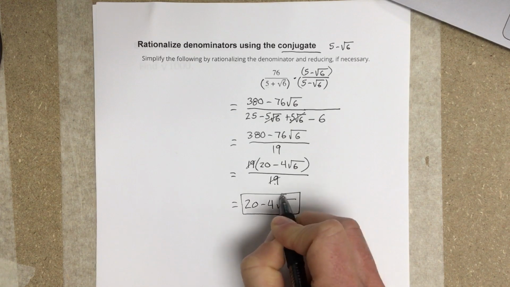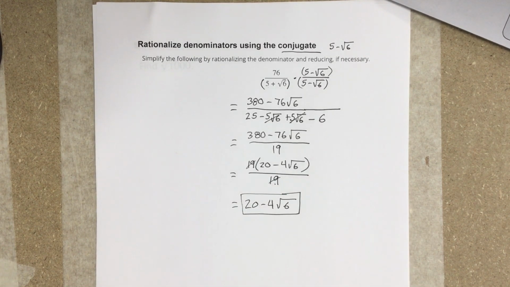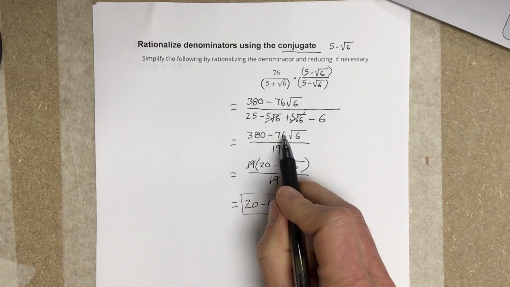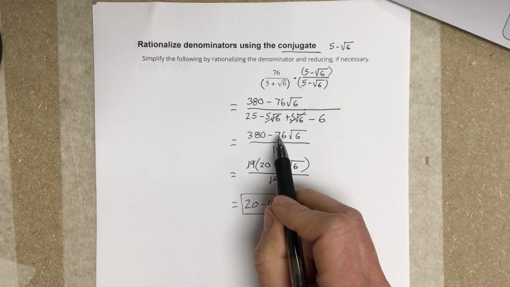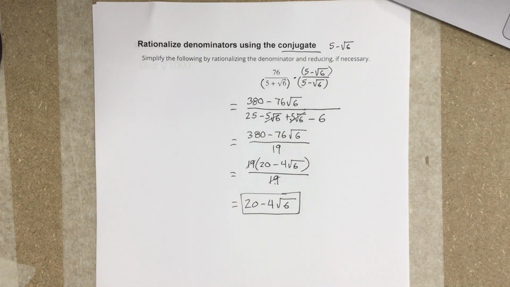So just make sure that you simplify that last piece, or at least attempt to simplify that last piece. Both numbers have to be divisible by the denominator. So I have to be able to factor something out that can cancel with the denominator. Otherwise, I can't do any canceling.